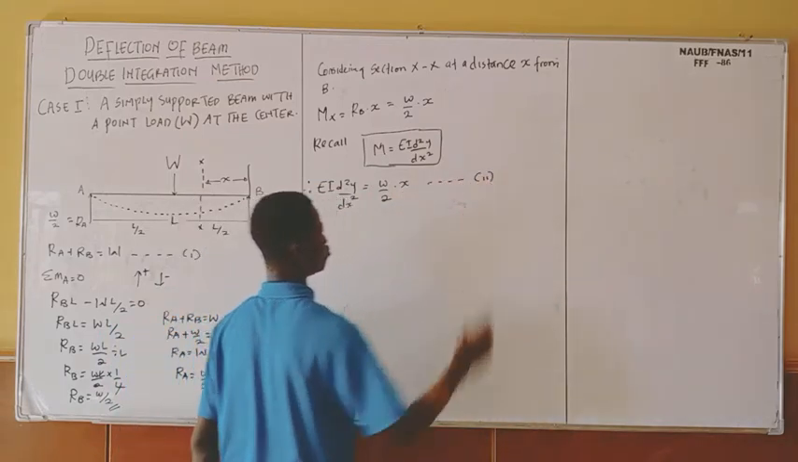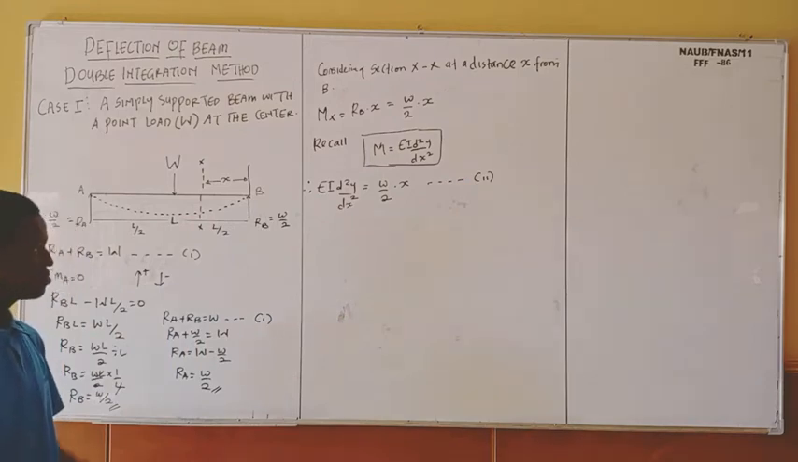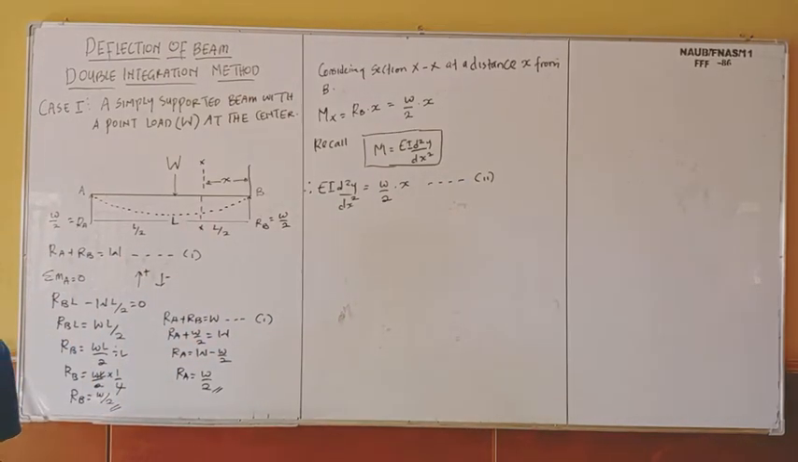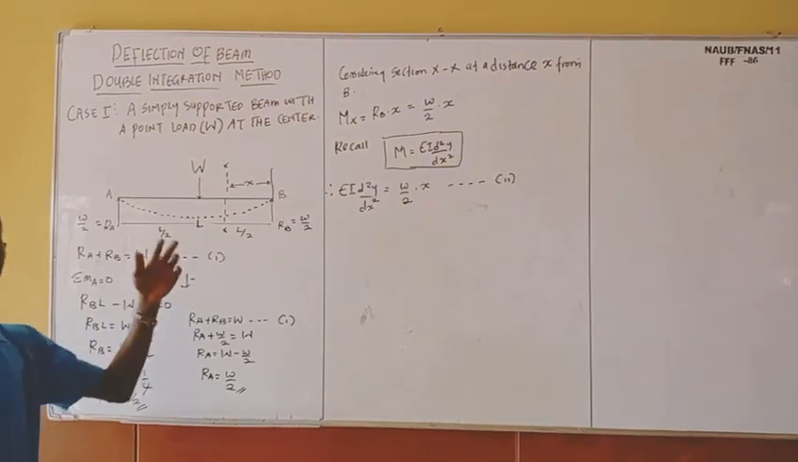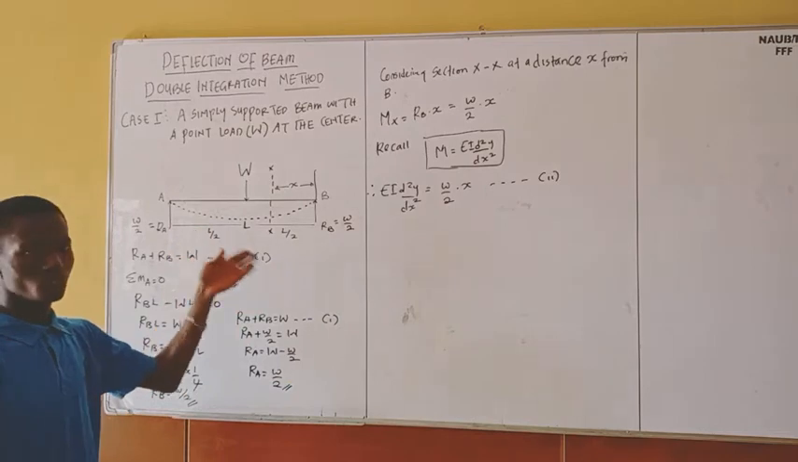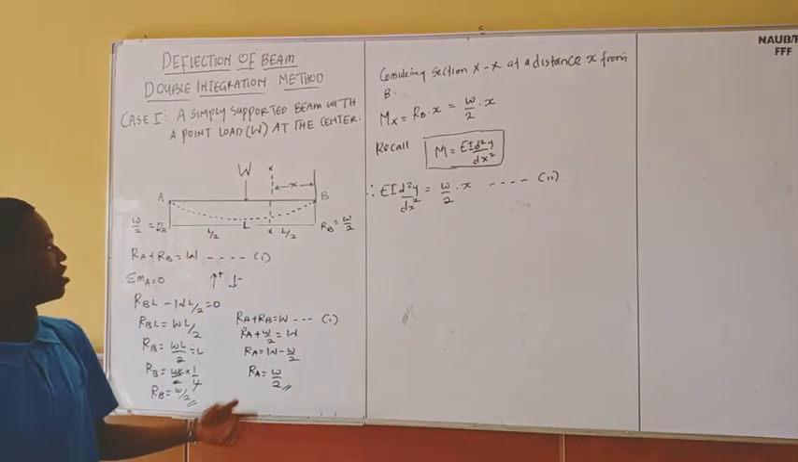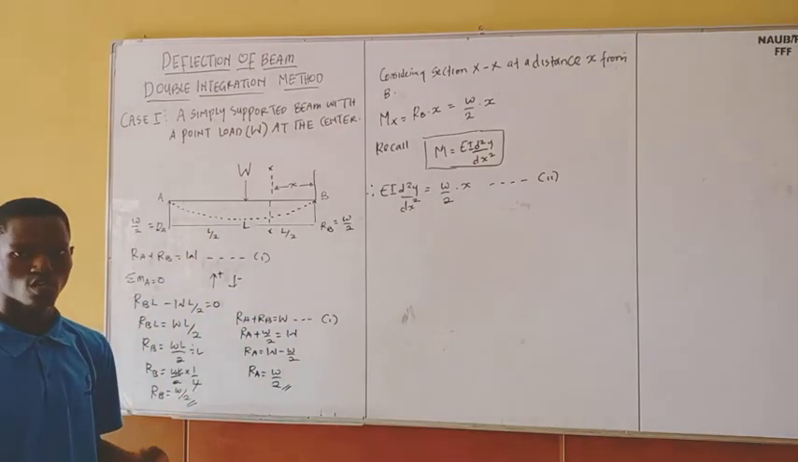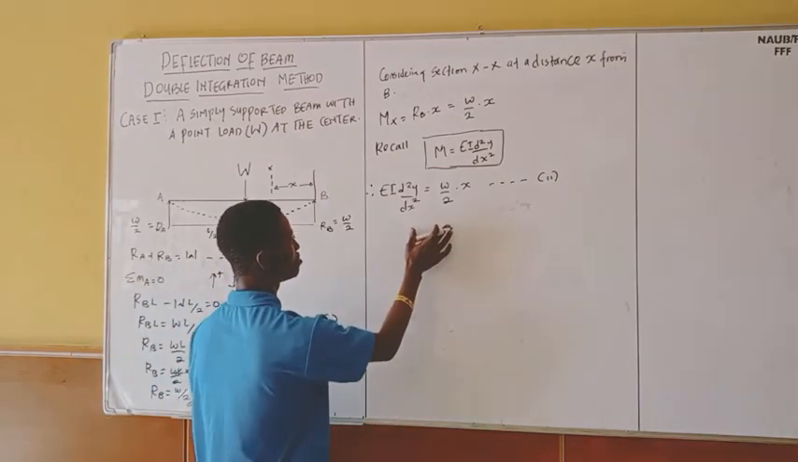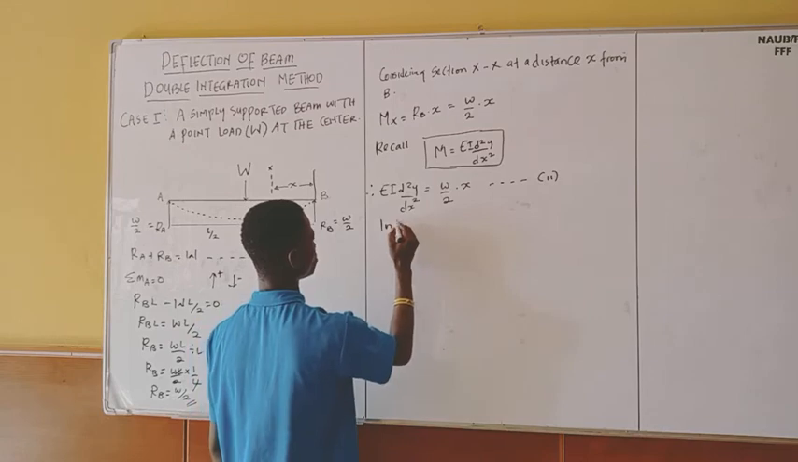So now, according to this method, what we are trying to do is that we use the double integration method in finding the slope equation, maximum slope equation, deflection equation, and maximum deflection of this beam. You understand? So for us now to find our slope equation, because that's what we are going to do first, we need to integrate this equation number 2. So by integrating this equation number 2 now, we are going to have what?